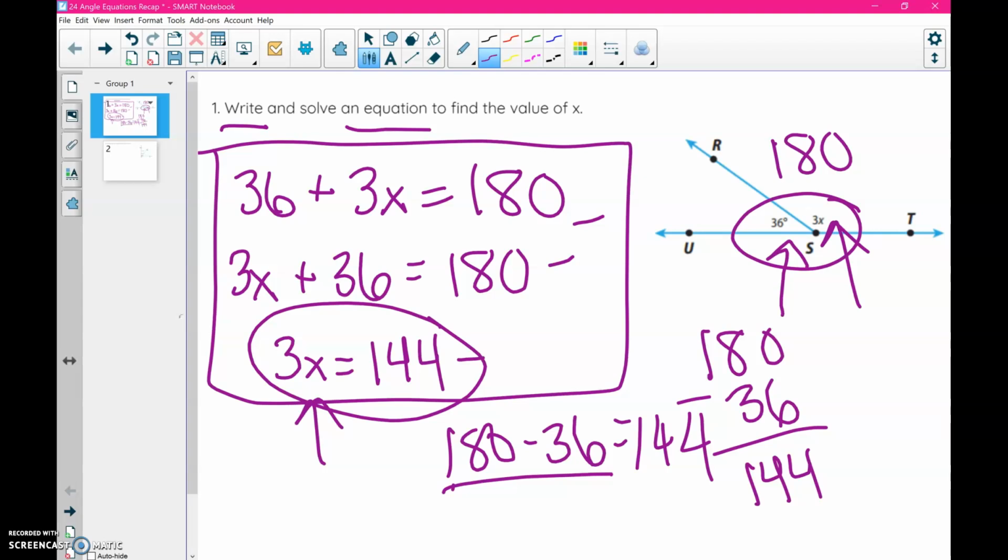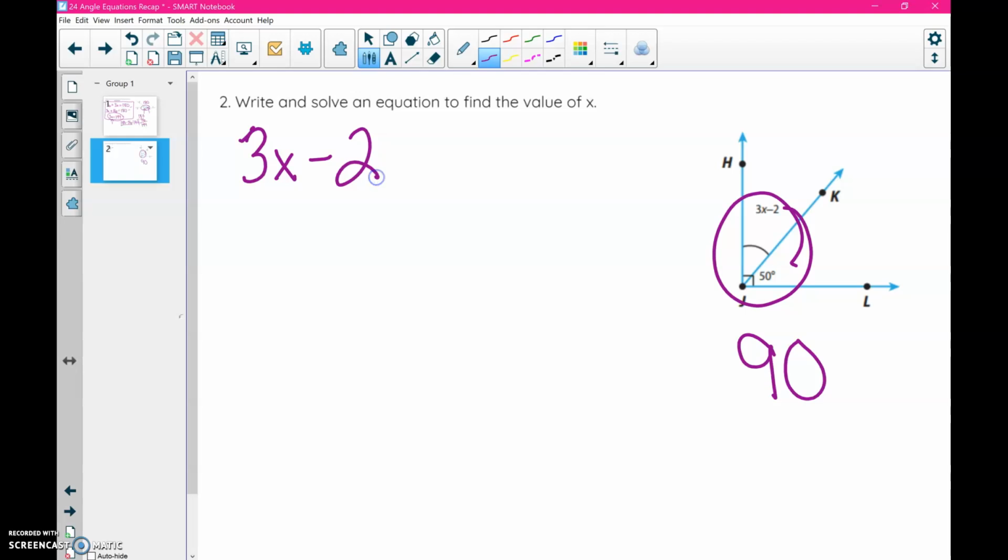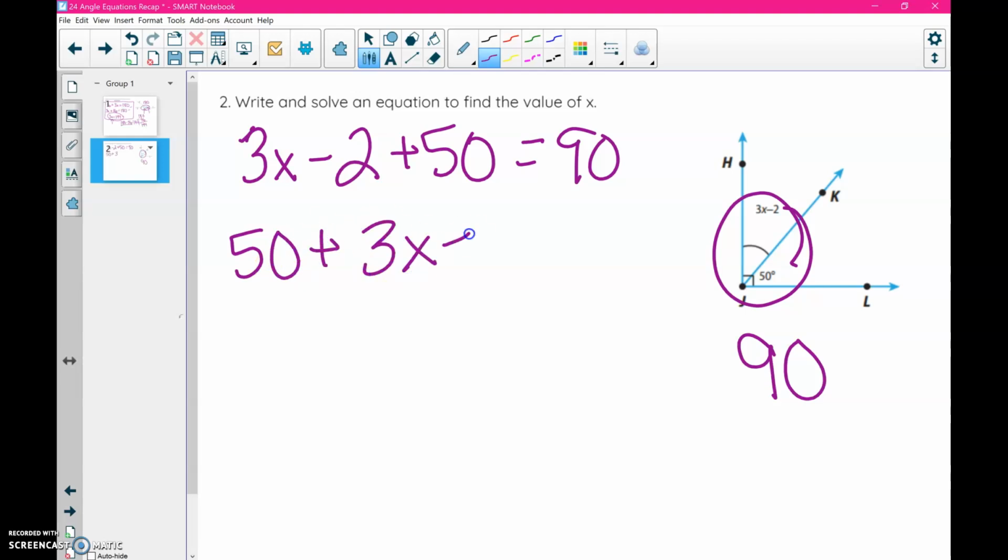Okay, so let me look at the other problem. So now this one, very similar to the last one, except now these are complementary angles, so we know these are going to add up to 90. So two ways you could do that. You could show 3x minus 2 to represent that part, plus the 50 all equals 90, right? Because these are complementary angles. That's one way you could do it. You could obviously have the 50 part come first and then write 3x minus 2.